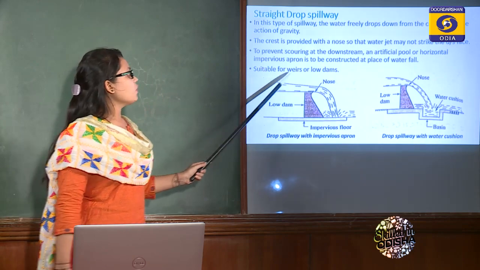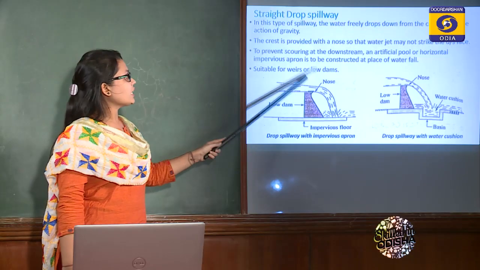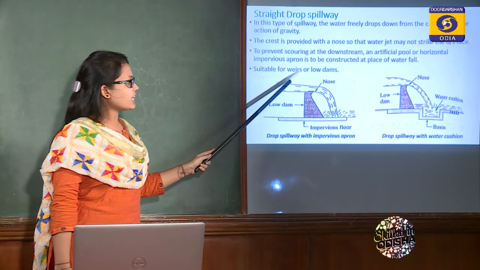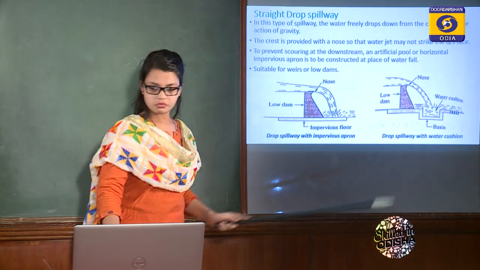Now it is suitable for weirs or low dams. Of course, when it is a higher dam of huge height, it will have more kinetic energy, so it will not be suitable. This type of spillway is suitable for weirs, that is of small height, and also for low dams.